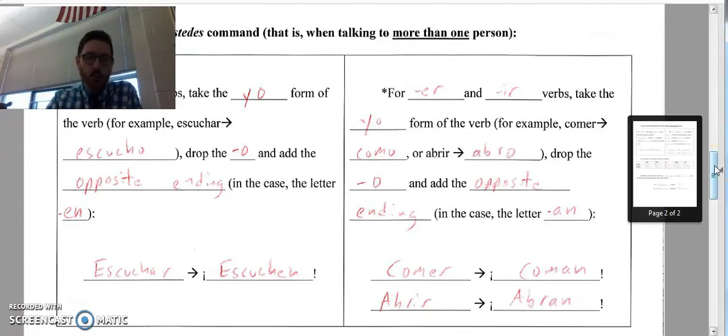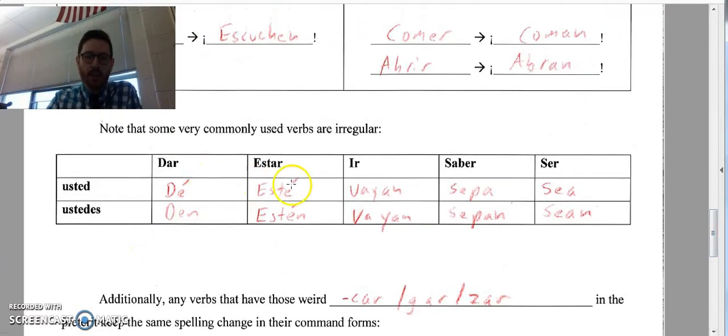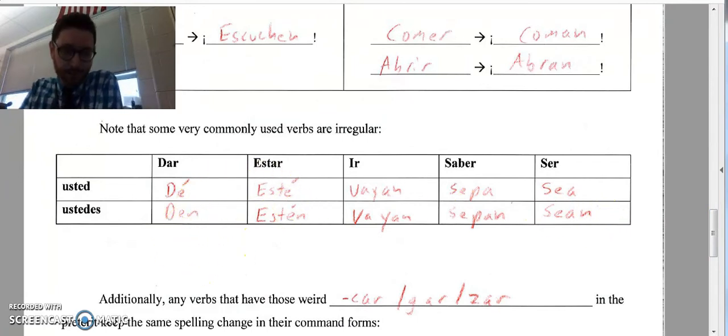As was the case with negative tú commands, there are also some irregulars. Note that they look basically the same as the negative tú commands, just without the S, and then if it's in the ustedes form, it's with an N. So for example, dar is dé in the usted command form, and den in the ustedes command form. Estar is esté or estén. Ir is, oh sorry, that's a typo. That should be vaya, no N there, or vayan with the N. Saber is sepa or sepan, with or without the N. Ser is sea or sean. And again, sea or sean, not see, not Sean.